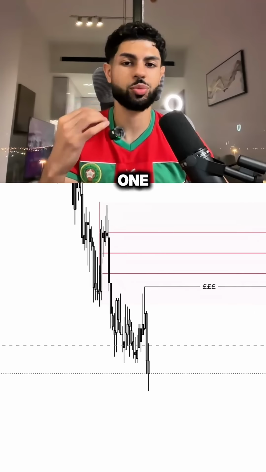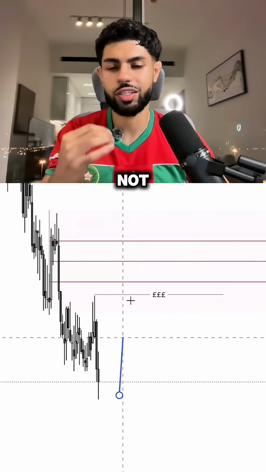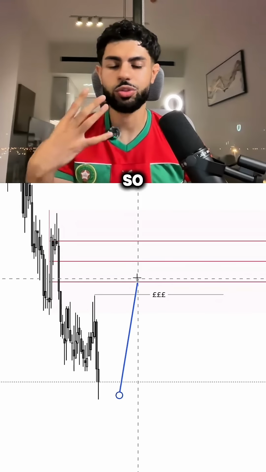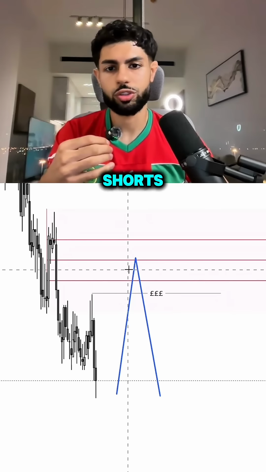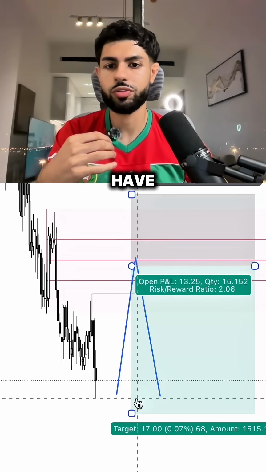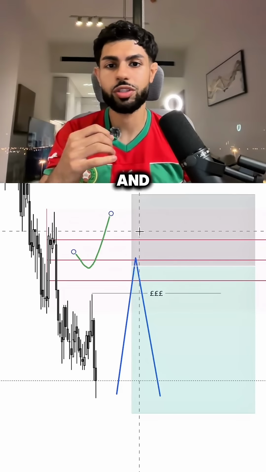Now what makes this one good? Well, as you can see, this liquidity here did not mitigate this zone. There is still so many orders left for price to be filled and then continue lower. So if you took shorts in here, as we saw, you would have smashed take profit. This is the difference between a good and bad zone.